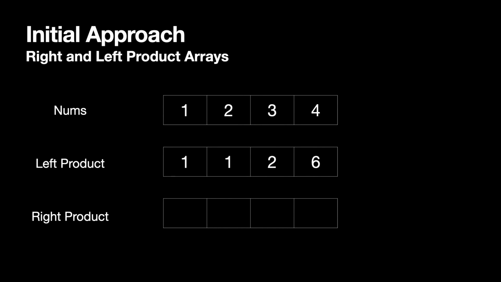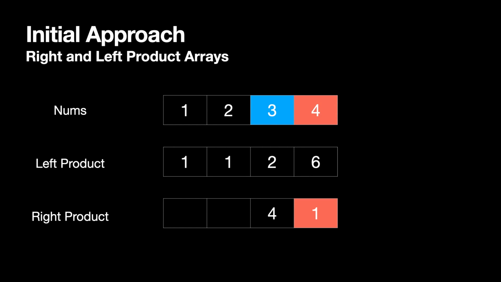Now that we have the left product array, we'll carry out a similar process to build out the right product array, with the difference being that we will start from the rightmost element of the nums array and work our way to its leftmost element. We'll start by taking 4, and since it has no elements to its right, we'll set its right product to be 1. After that, we'll take 3 and calculate its right product.